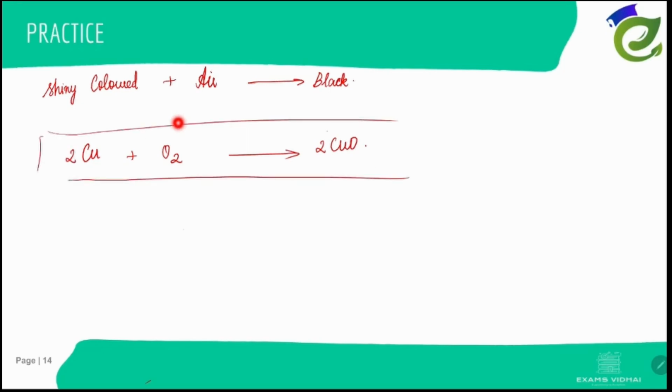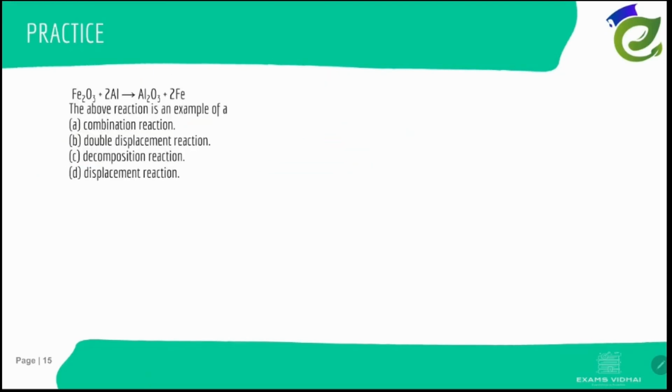So, a shiny brown colored element on reacting with air produces a black colored product. Therefore, Cu on reacting with O2 produces CuO, cupric oxide. Therefore, this is 2 cupric oxide for balancing, and this will also become 2, and this is the complete balanced equation for the question. So this is brown in color, this becomes black in color, and this reaction is given in the textbook.